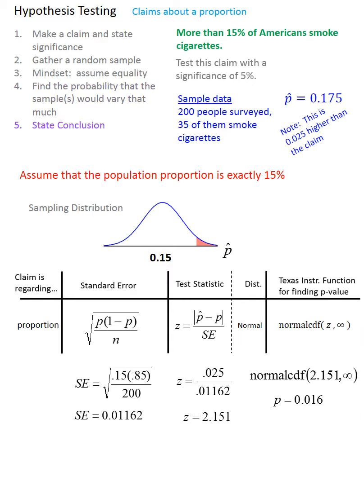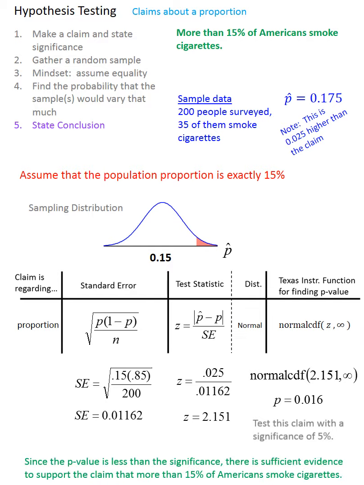So now I'm ready to state my conclusion. Remember, we were going to test this claim with a significance of 5%. That meant we were willing to accept up to a 5% probability of a false positive. But what this p-value shows us is that my sample is so rare that it represents only a 1.6% chance of a false positive. And my final conclusion, therefore, is that there is sufficient evidence to support the claim that more than 15% of Americans smoke cigarettes.